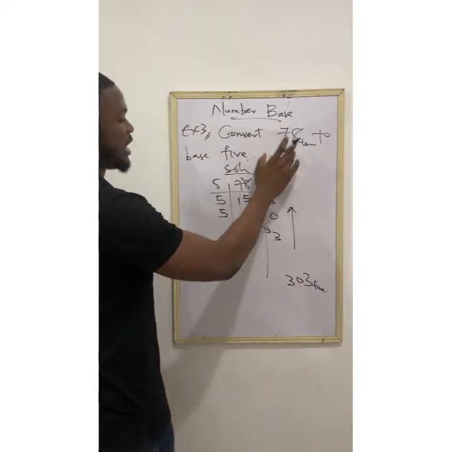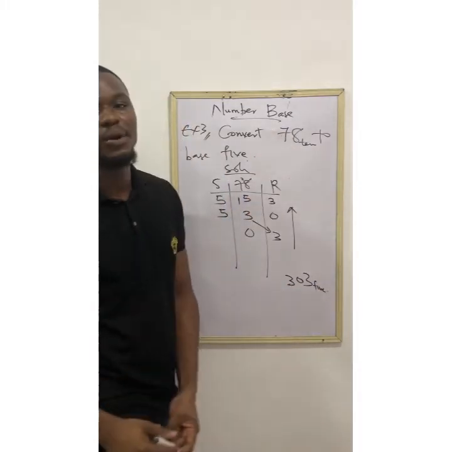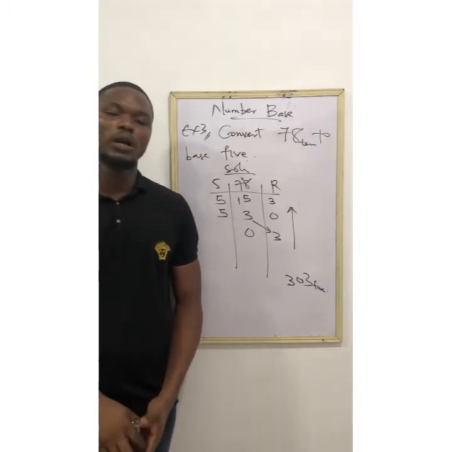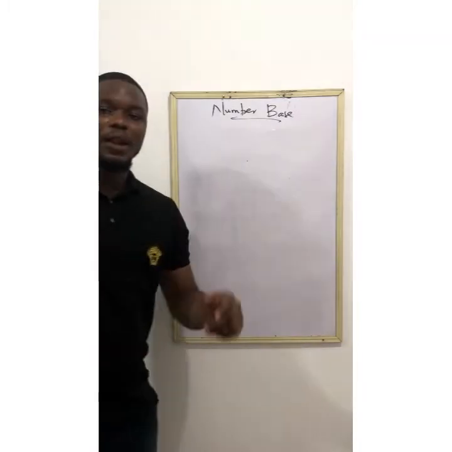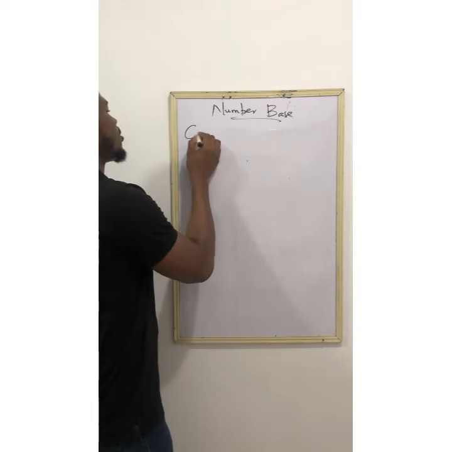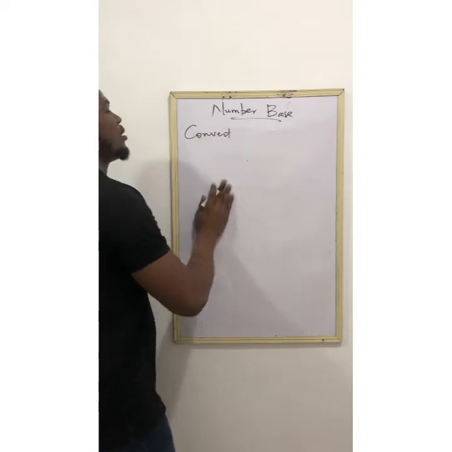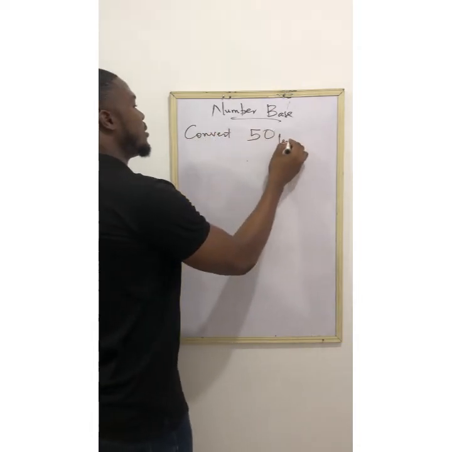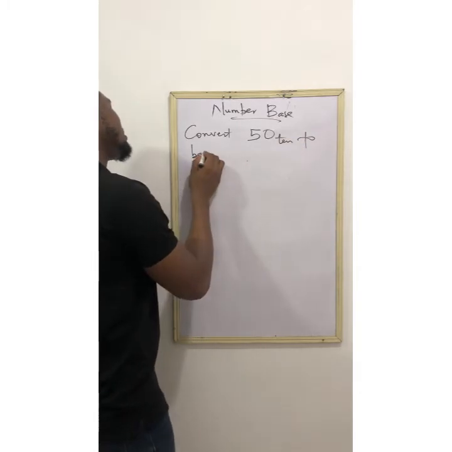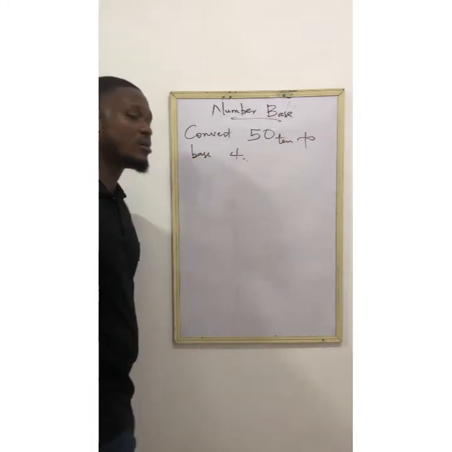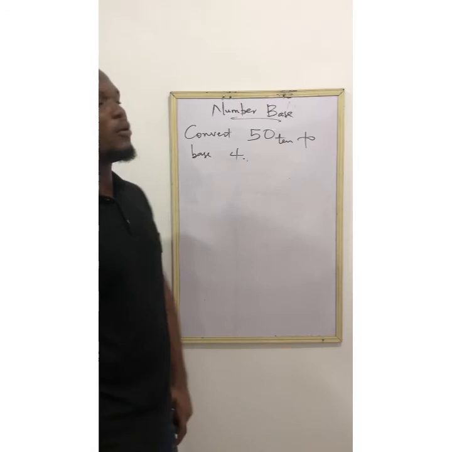So 78 base 10 is 303 base 5, alright? Now look at another question. Another question we're looking at is convert 50 base 10 to base 4. Base 10 to base 4, right?